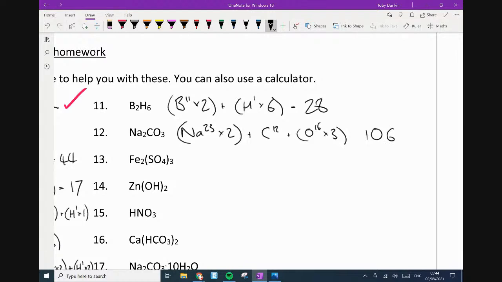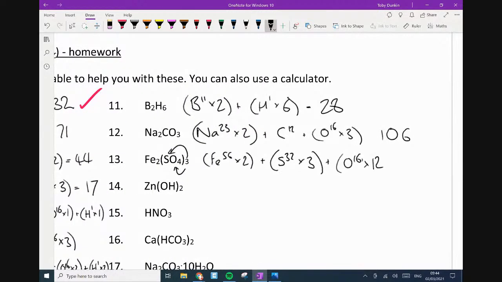Iron 3 sulfate. Ugh. So iron is 56 times by 2 plus sulfur, which is 32 times by 3, and then plus oxygen at 16 times 4 times 3, which is going to be 12. So times by 12. So 56 plus 56 plus 32 plus 32 plus 32 plus 16 times 12. Holy moly. 400.